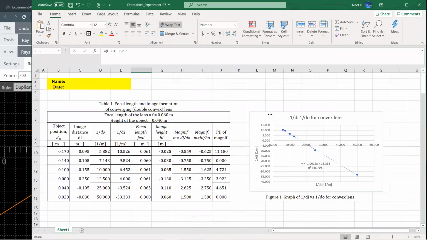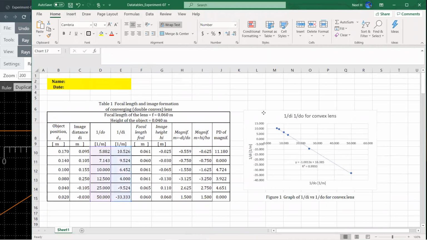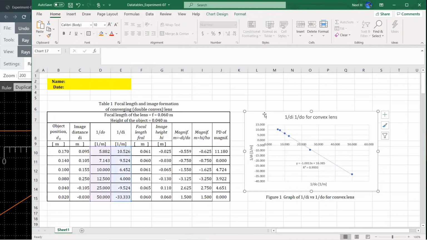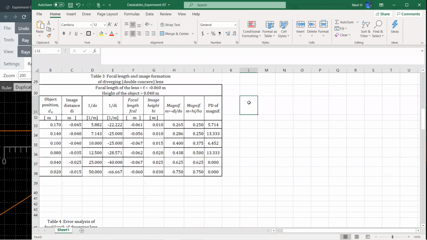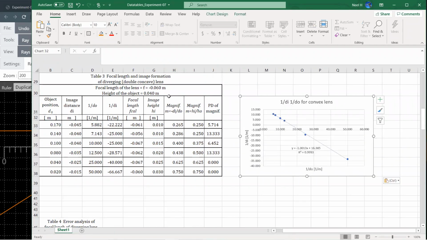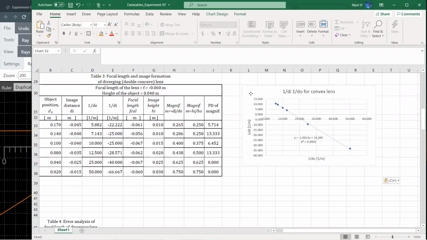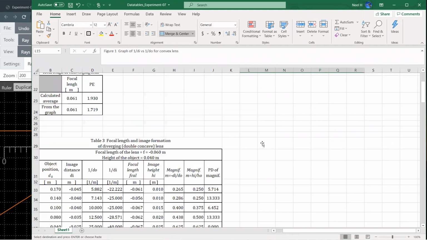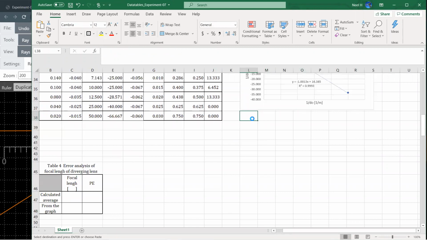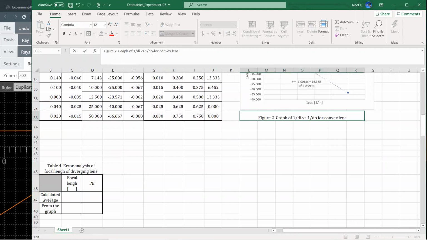So you can make a new graph or you can actually copy paste this graph. Make a copy of this and then paste into here because it's the same graph. We just need to redo the data. This is figure 2. This is for the concave lens.